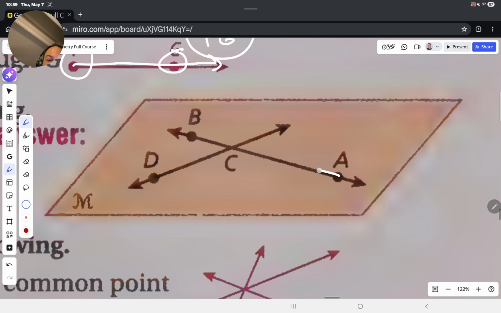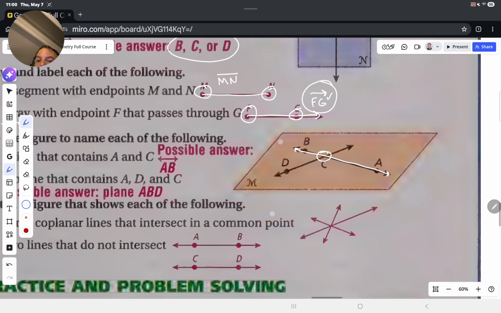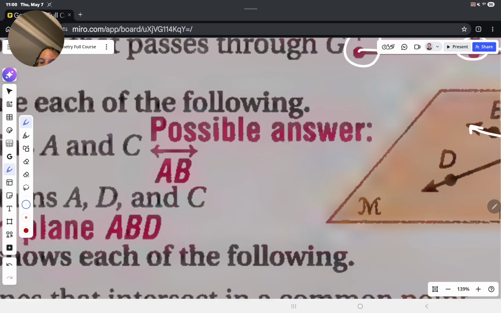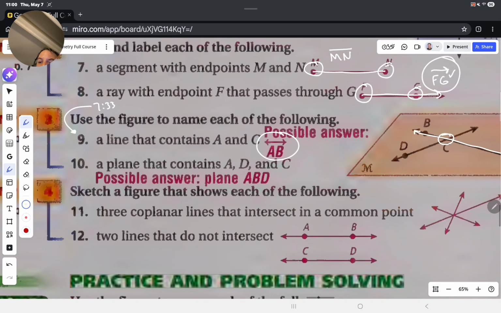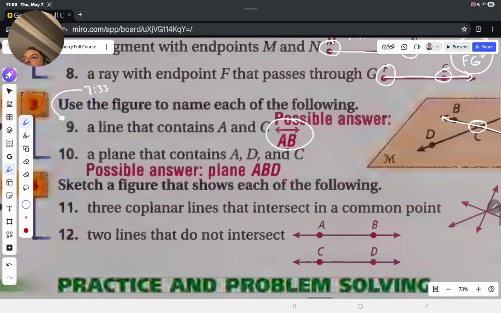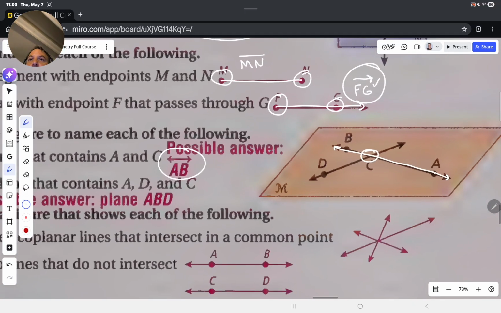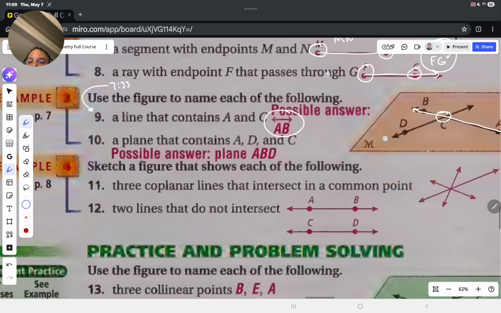Let's check. Yes. Line AB there will go through C. So one possible answer here is line AB. Now, line AC or line CA also would be correct. They all describe the same line. We'll keep that in mind.